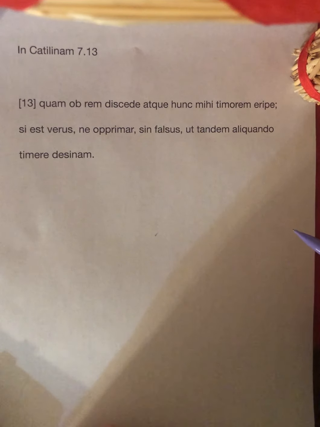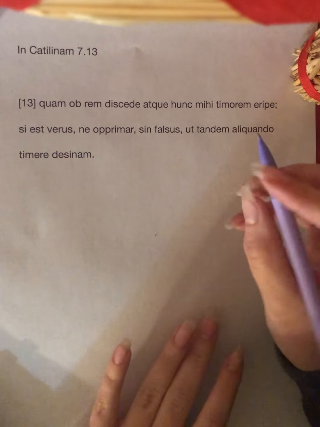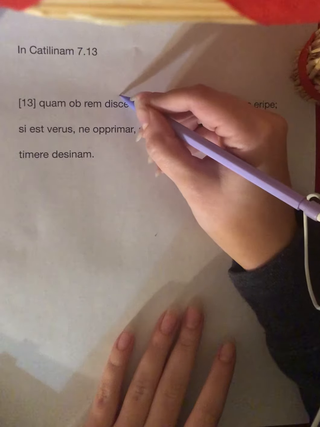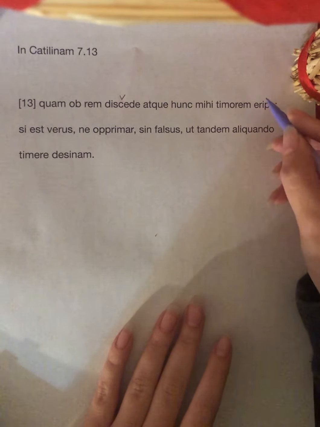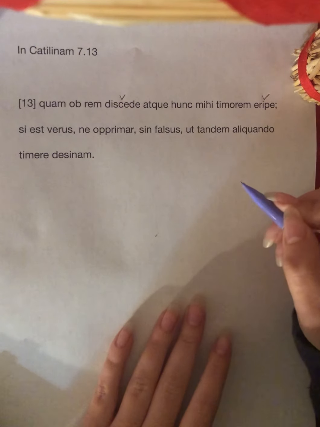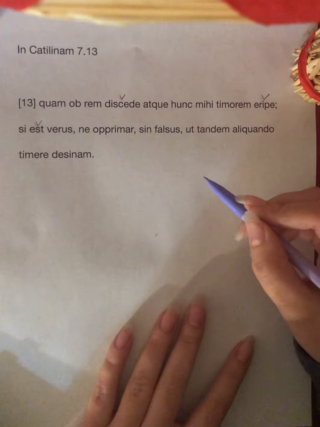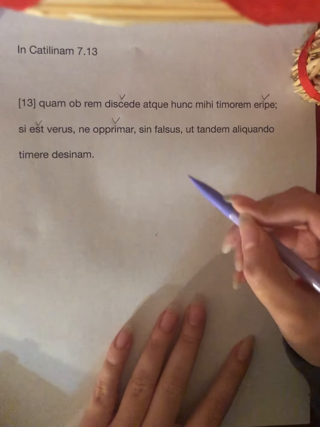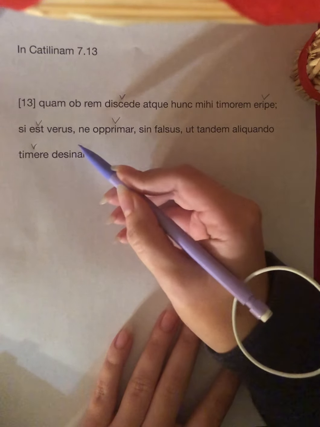This is in Catilinam 7.13. So starting off, we are going to identify all of the verbs. So we have discede, we have eripe, obviously est, opprimar, timere, and desinam.